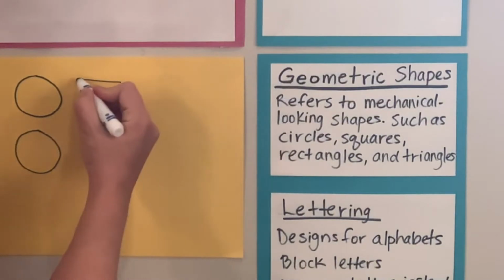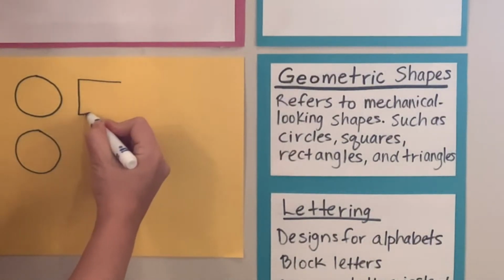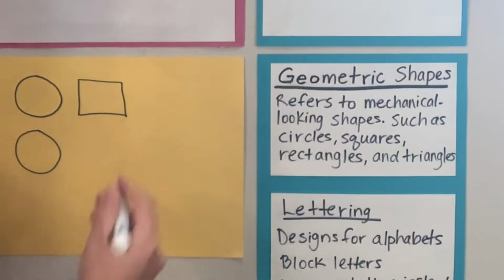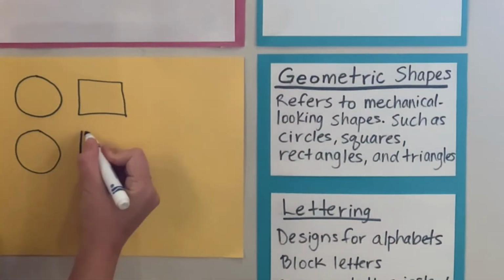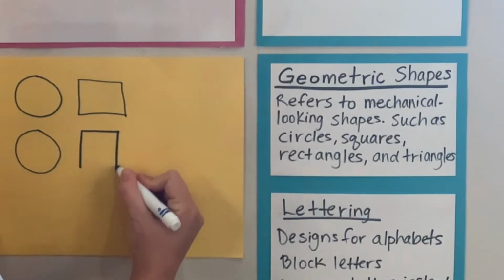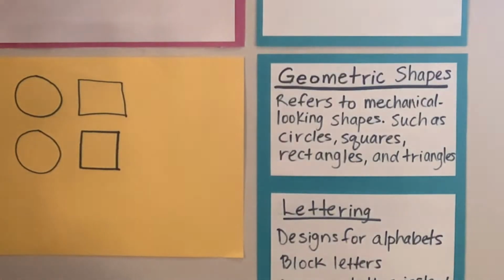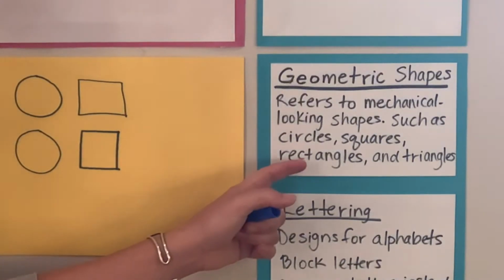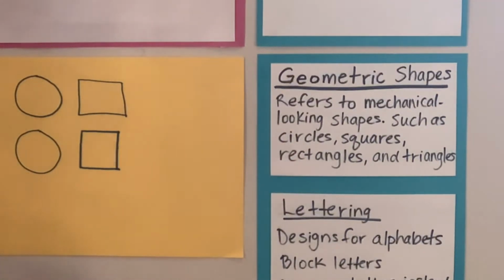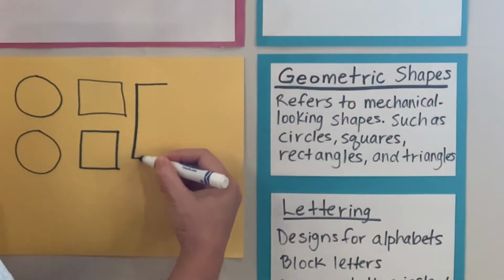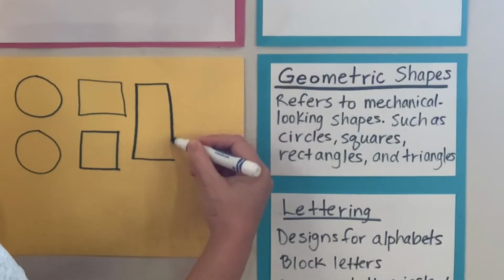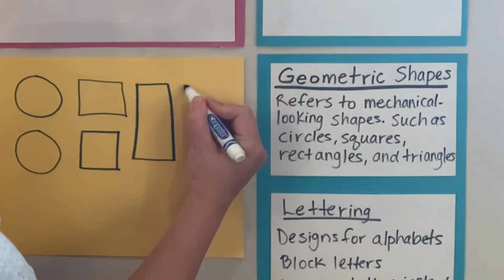Let's try a square. Squares have 4 equal sides. That's not very equal. Look, it kind of changes a little bit in the corner, so I'm going to try again. Draw another square with me. That looks better. Let's draw a rectangle. 2 short sides and 2 long sides. Draw one more rectangle with me.